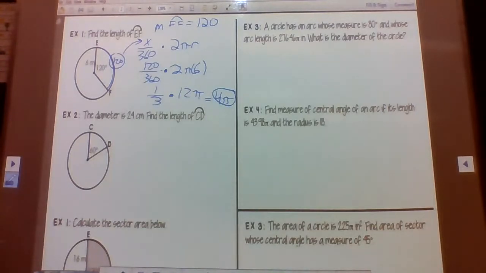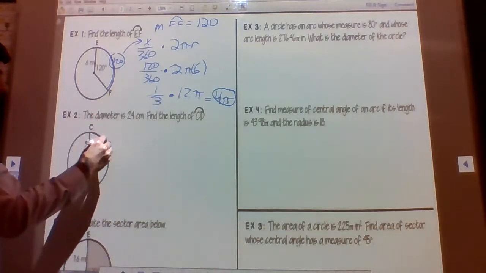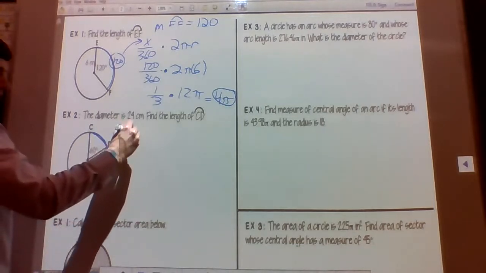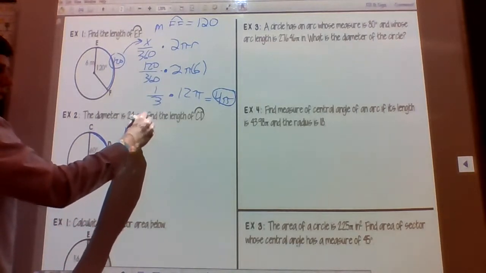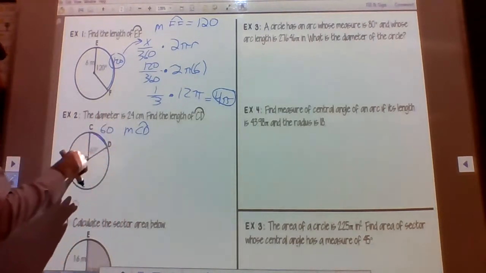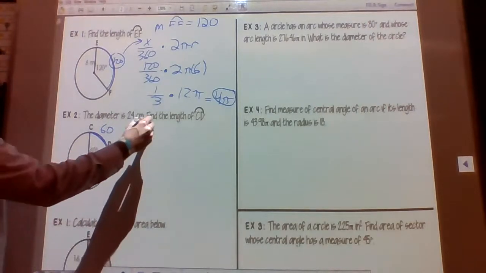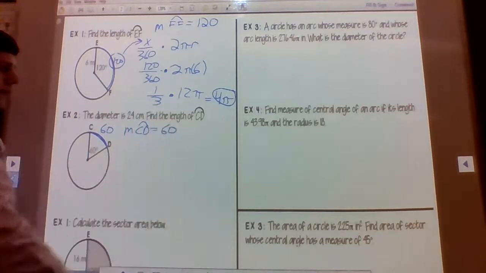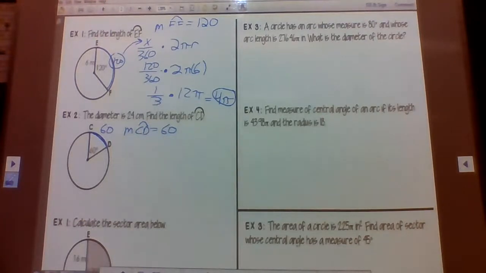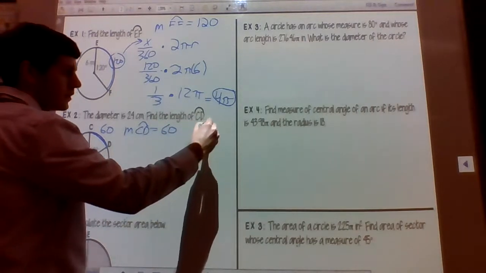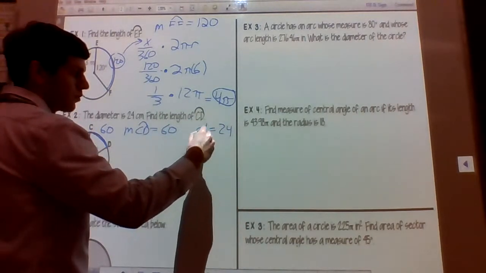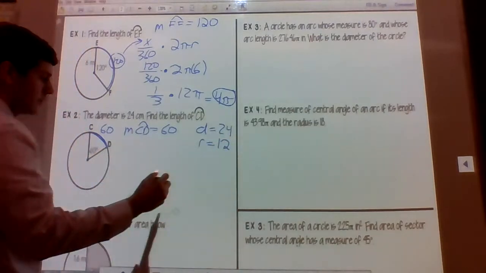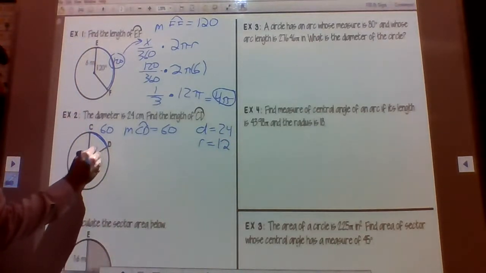Same thing here. So we want to find the length of CD. Again, the angle measure of arc CD is 60 because the central angle is 60. But we're not looking for the arc measure. We are looking for the length of it. So that's going to depend on the radius. We know the diameter is 24. So we know the radius is going to be half the diameter, which is 12.